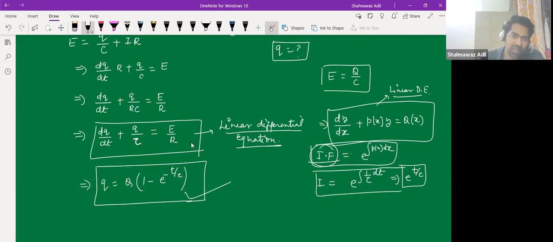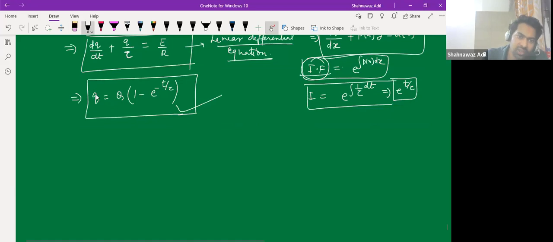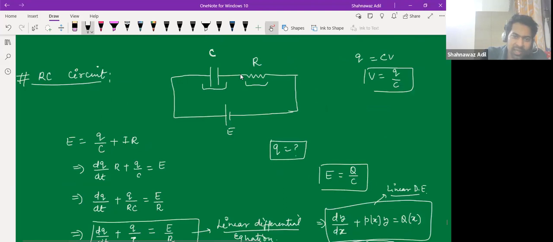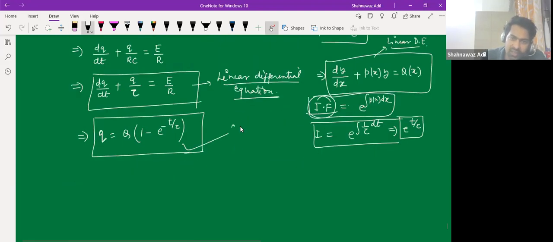When you solve this, and when you replace E as Q by C, you will get this. So this is the charge of an RC circuit, and this is in the charging state.